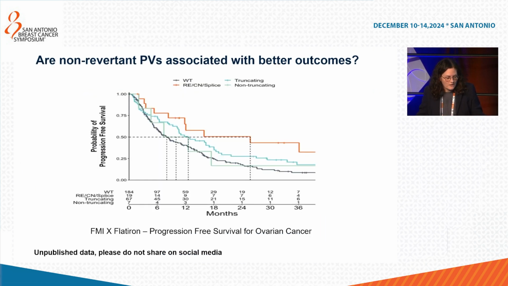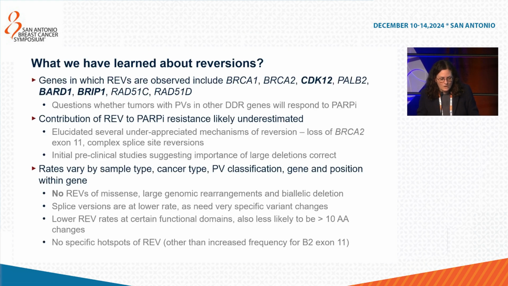So I think finally, and I'm going to finish up, are non-revertant pathogenic variants associated with better outcomes? This is using the Foundation and the Flatiron data, and not surprisingly, when we put together the variants that are associated with fewer types of reversions, they have longer outcomes. I think that's not surprising but good to see. So what have we learned? Genes in which reversions are observed include BRCA1, BRCA2, CDK12, PALB2, BARD1, BRIP1, RAD51C and D.